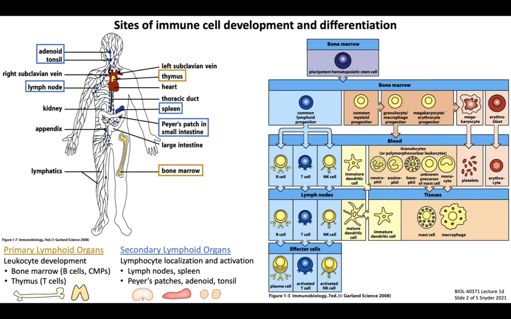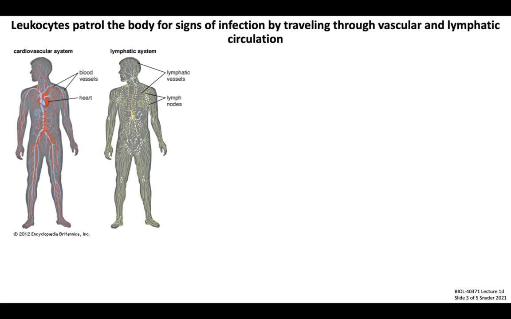In addition to lymph nodes and spleen, there are a number of other specialized secondary lymphoid organs. For the purposes of this course, we won't be covering them extensively, but just as a brief introduction, there are Peyer's patches, which line the small intestine and are important for immune priming against gastrointestinal infections, as well as the adenoids and tonsils, which are located in the head and neck area where they are important for other types of infections.